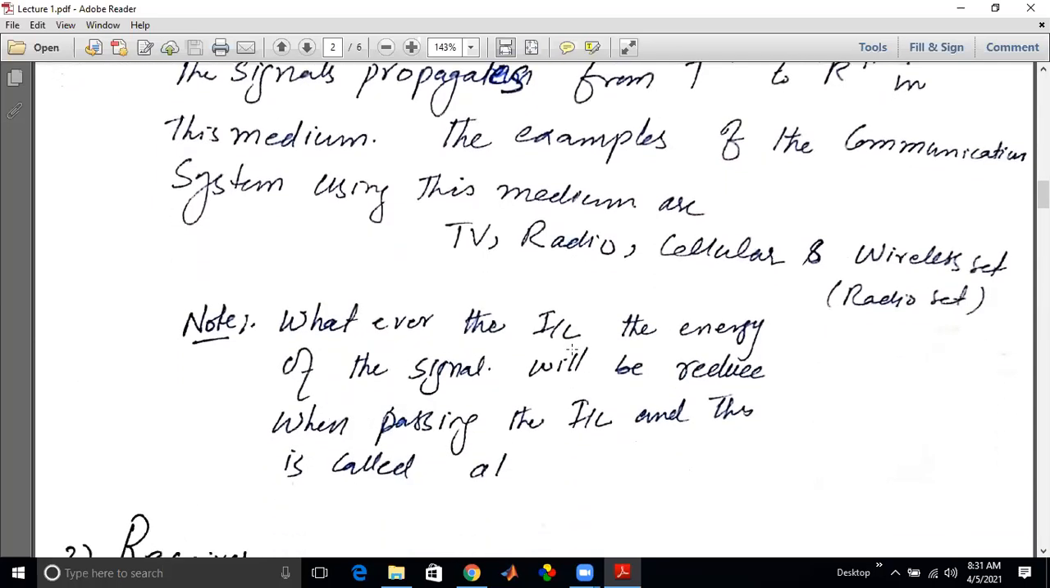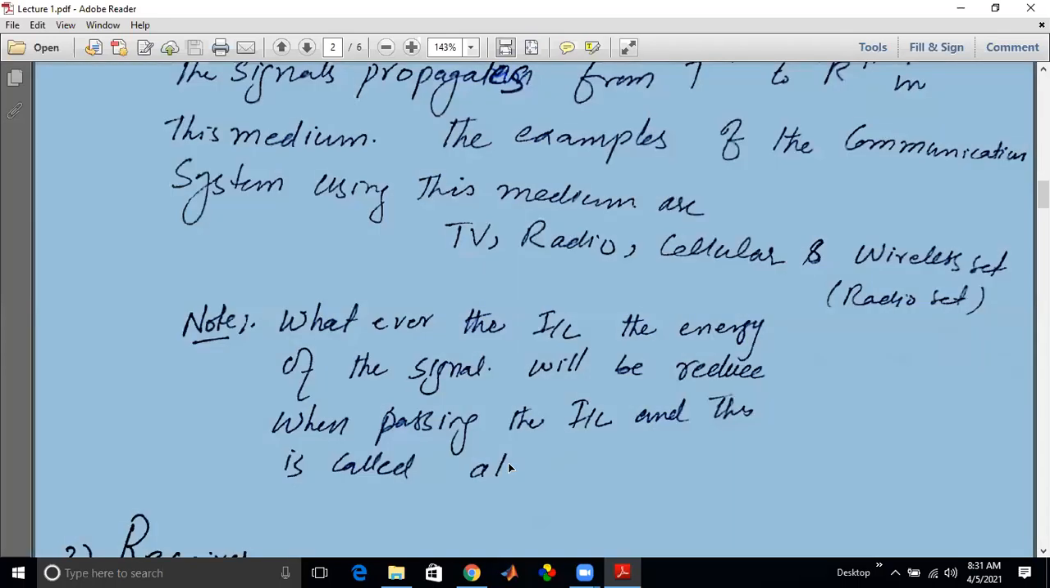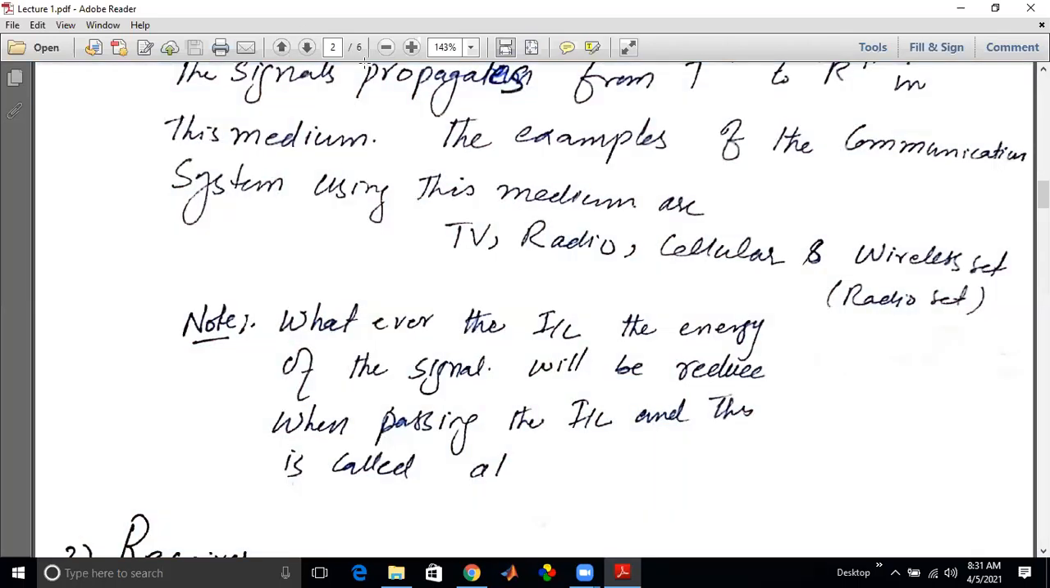Whatever the information channel, the energy of the signal will be reduced when it passes through the information channel, and this is called attenuation.